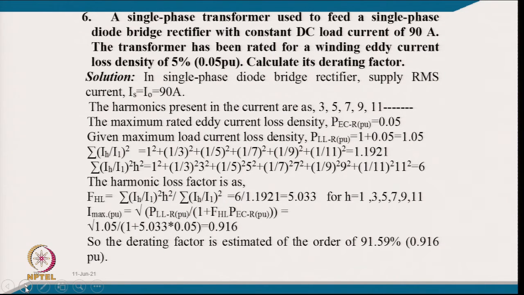So, the maximum rated eddy current loss here, PEC R, will be in per unit 0.05, which is already given there, and the given maximum load current loss density, that is PLL R per unit, is 1.05 per unit, and we can find out the stray loss, I mean IH upon I1 square, that is 1. So, all the harmonics we take into account, like 1 square plus 1 by 3 third harmonic, fifth harmonic, 7th harmonic up to 11th harmonic. So, it becomes 1.1921.